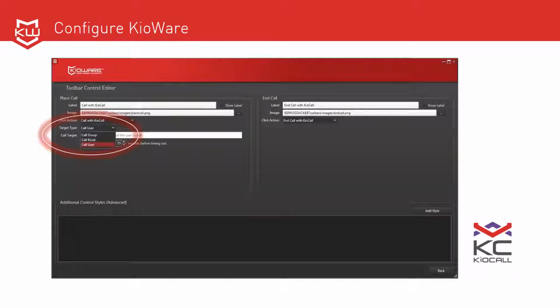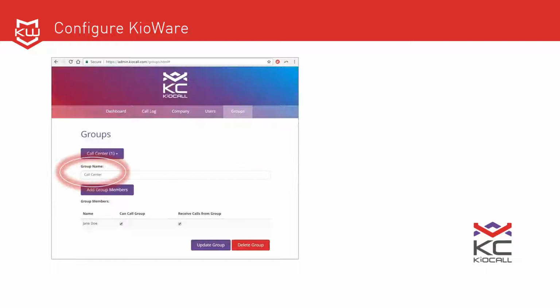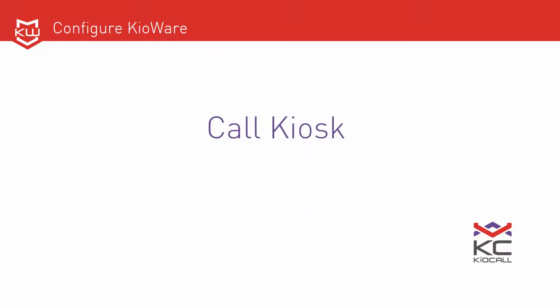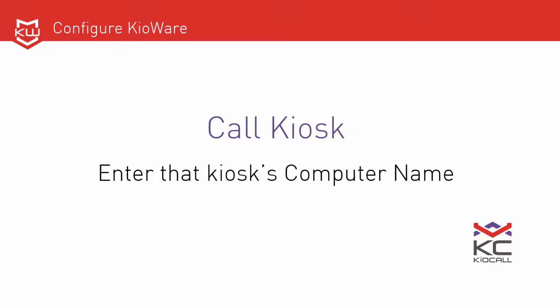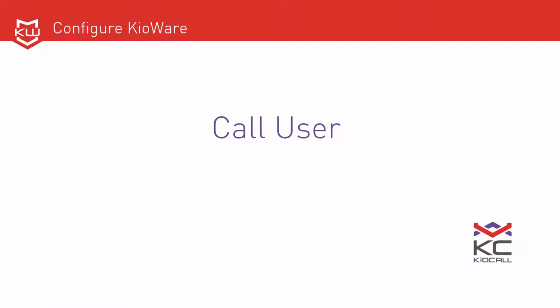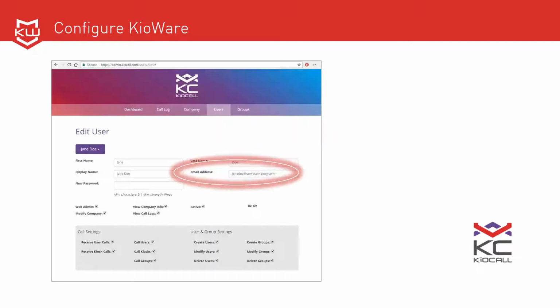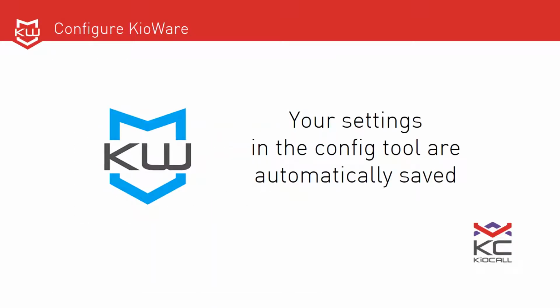If you choose Call Group, enter the name of the group to dial. This should match the name assigned to the group in your KioCall admin. If you choose Call Kiosk, enter that kiosk's computer name. This should match the kiosk name assigned to that kiosk in the Communication tab of its config tool. If you choose Call User, enter the email address of the user. This should match the email address assigned to the user in your KioCall admin dashboard. That's all you need to configure in KioWare for Windows, and your settings in the configuration tool are automatically saved.